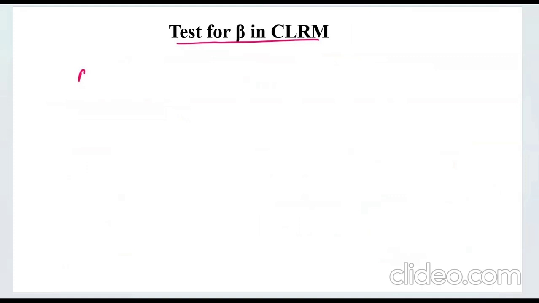So first things first, you need to know the distribution of beta cap. Please remember, we have derived the mean and the variance of beta cap. So what were they? We have shown that beta cap follows a normal distribution with mean beta. And what was the variance? It was simply this. If you don't remember this, please check that out. I have derived this in detail. I'll give the link of the playlist in the description. So please see how this is coming, right?